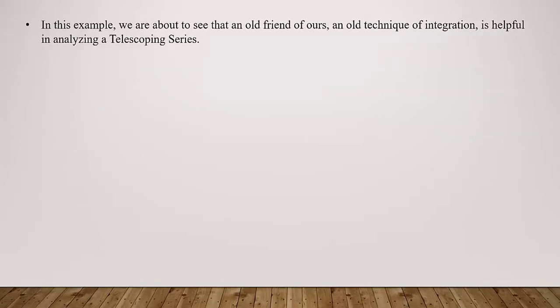In this example that we're about to do, we're going to see an old friend of ours, an old buddy, an old technique of integration that's kind of helpful in analyzing a telescoping series. So here's the example. Does the series, the sum n equals 1 to infinity of 1 over n times n plus 1, converge or does it diverge? So I'm going to head off to the chalkboard and let's work this out and see what the deal is.